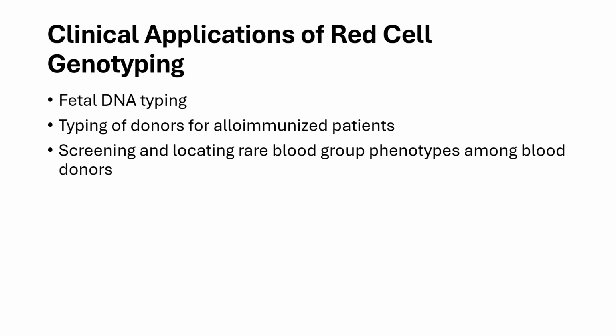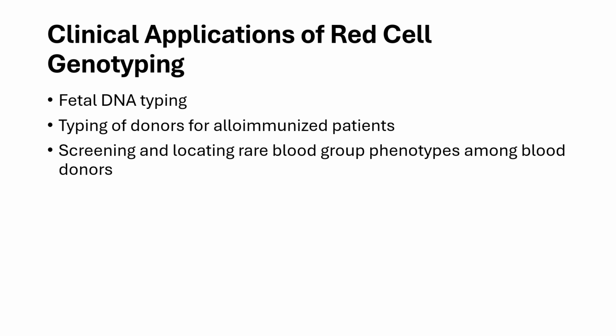So applications of molecular blood group typing, we also have fetal DNA typing. So molecular methods can allow for the typing of fetal blood group antigens using DNA obtained from the maternal blood or amniotic fluid. This is especially important in pregnancies at risk for the hemolytic disease of the fetus and newborn, which can be caused by maternal alloantibodies against the fetal red blood cell antigens. So early detection can guide timely interventions and management.